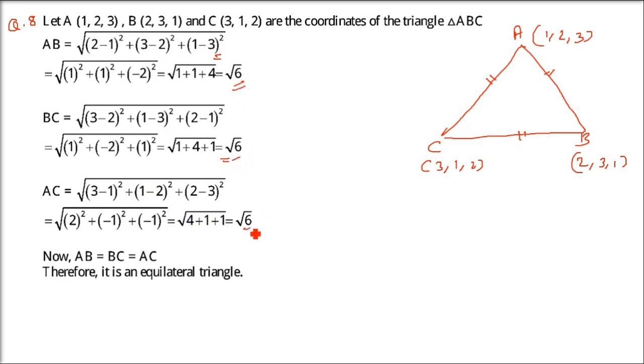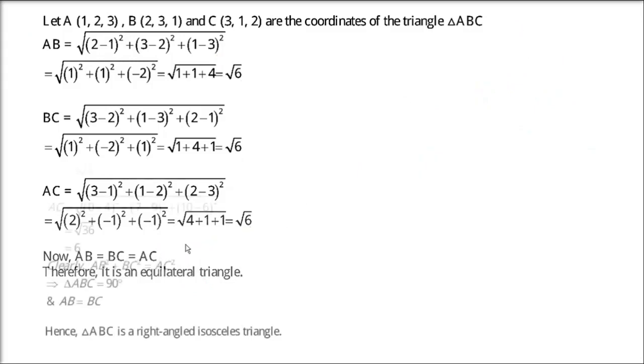If you find out the distance, it will be equal. So this is under root 6, under root 6, under root 6. So all the 3 sides are equal. That is, this is an equilateral triangle.